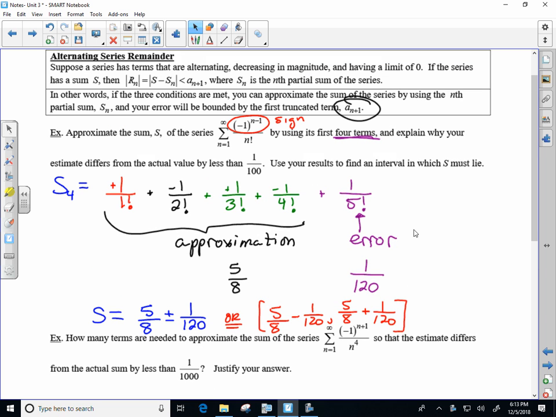Again, because we have something that's decreasing in magnitude, making it an alternating series, the limit of a sub n has to go to 0. It's decreasing in magnitude. And as it turns out, the error of your approximation will be bounded by the first truncated term of the partial sums.